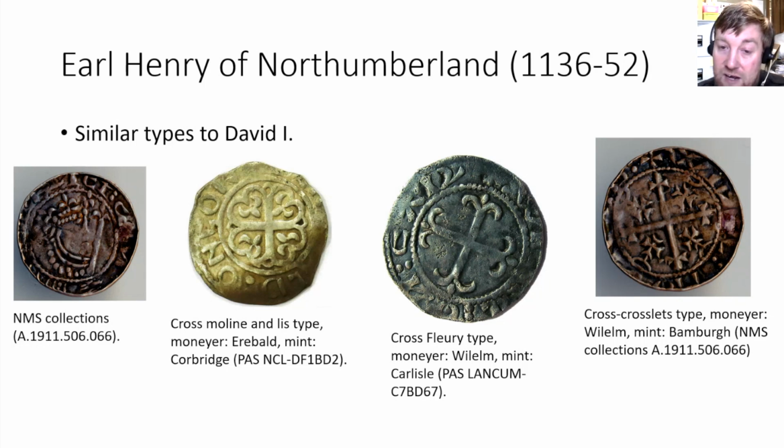And the other main type of Earl Henry is another variant of David's cross fleury type, but this time it generally doesn't have any symbols in the angles of the cross, so it's generally a cross fleury only. But with metal detecting finds, new varieties of these coins are coming up all the time, and we do have one or two examples of King David that has a cross fleury with nothing in the angles. So whether that is a David Earl Henry mule, we don't know yet, and it requires further research.